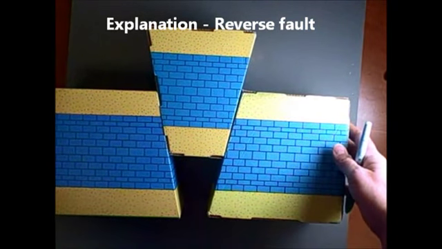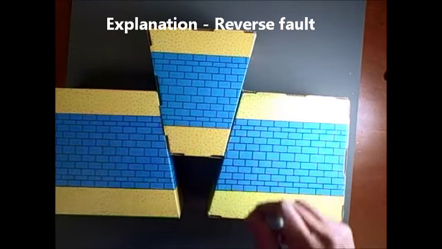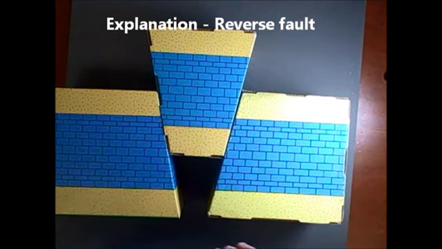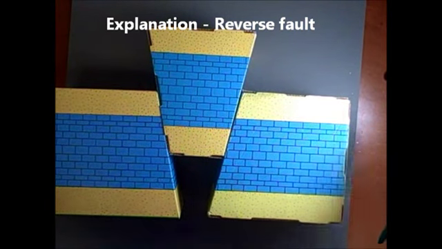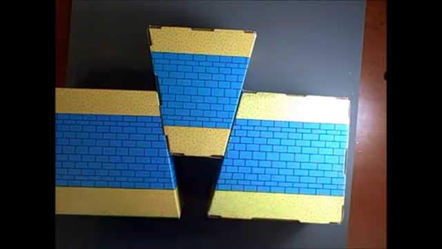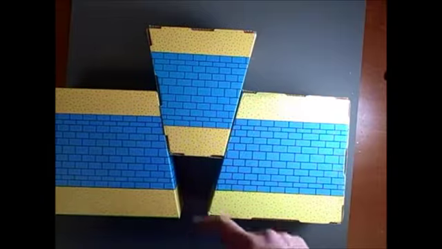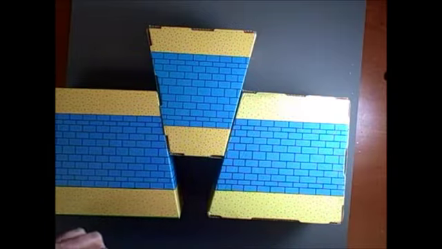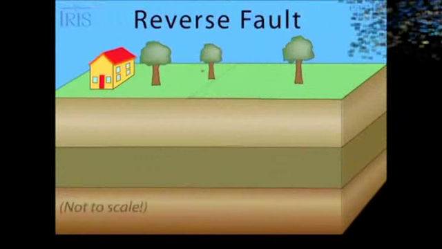So when I squeeze these blocks together, the hanging wall block now moves up relative to the footwall block. Okay, so hanging wall block moves up. You can see that it's shortened and thickened. So you find these at subduction zones. You find these at continental-continental collision. There's a lot of reverse type faults in the Himalayas.